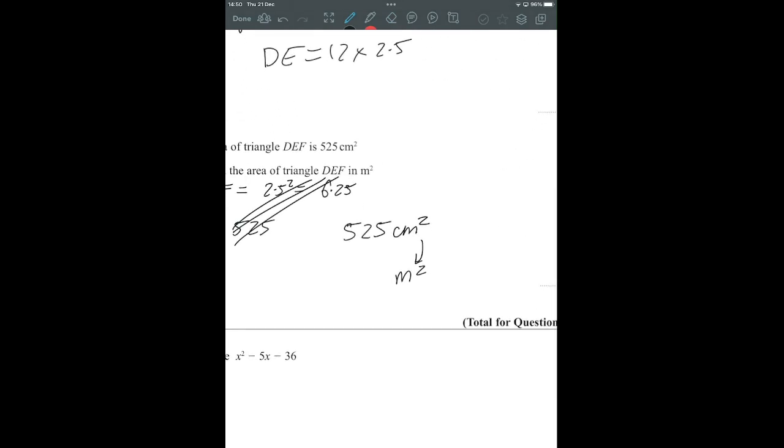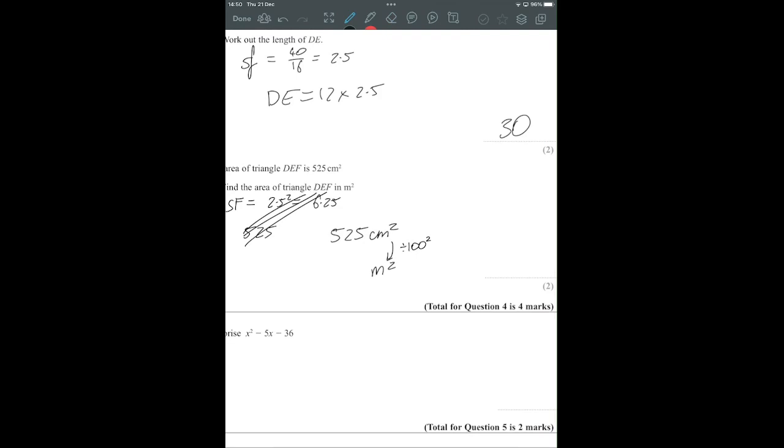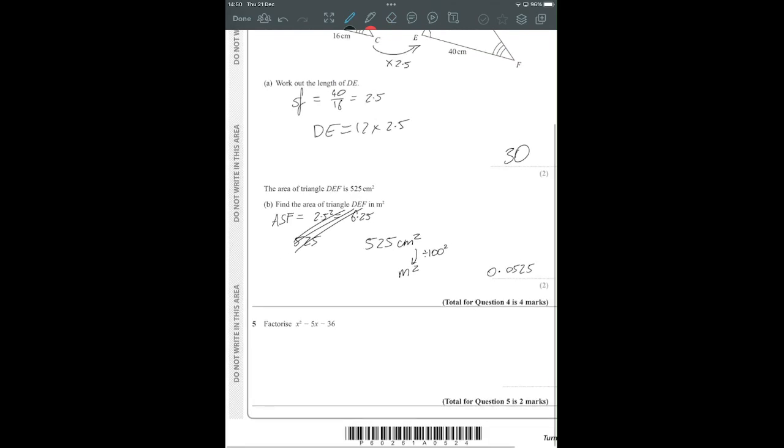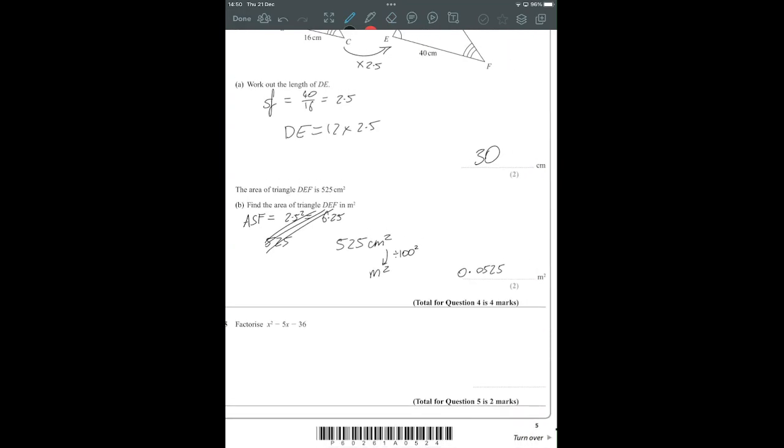Now, from centimeters to meters, we normally would divide by 100, but because it's meters squared, and centimeters squared, we divide by 100 squared. 525 divided by 100 squared as a decimal is 0.0525. And again, units on the answer line, I don't need to remember to put them in.